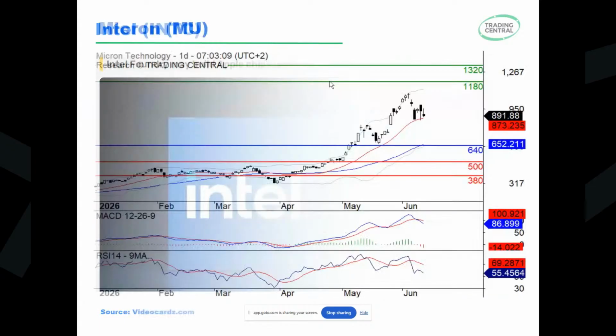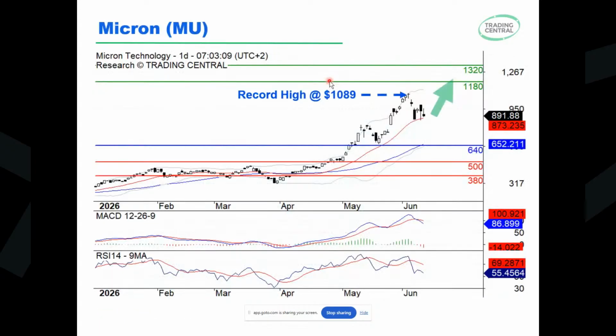Next one, we call it our semiconductor darling for this year, Micron. Okay, at its high, nearly 1,090 US dollars, it was up 281% from the start of the year. So it is very overwhelming.